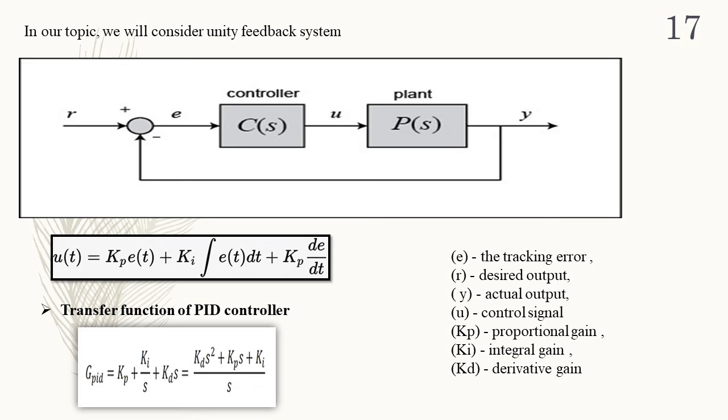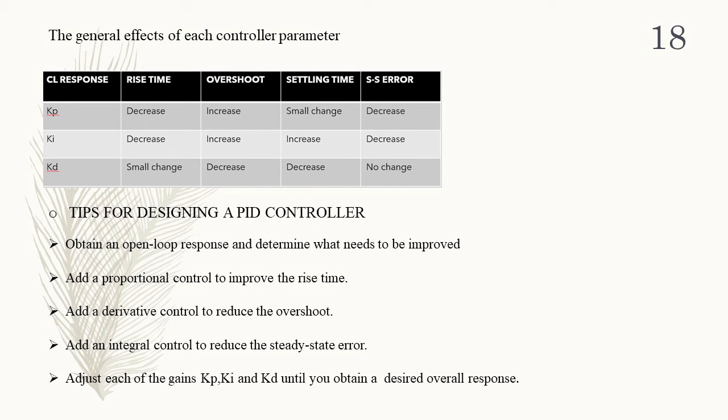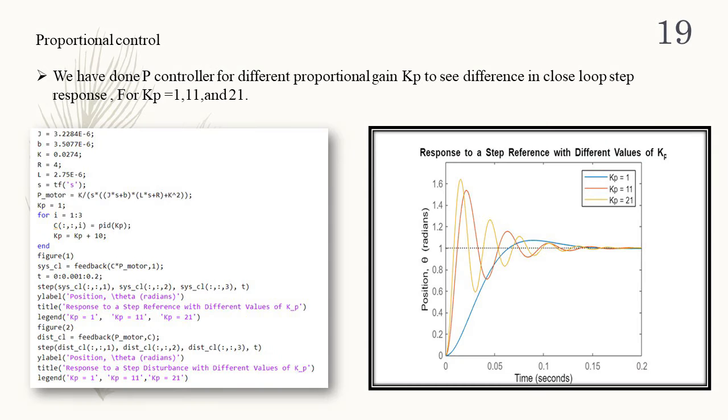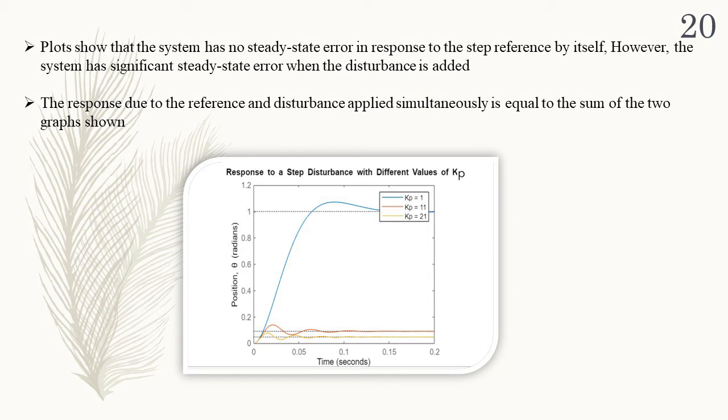The general effects of each control parameter are given in the next slide. Proportional controller is mainly used for reducing the steady state error of the system. We have done proportional controller for different proportional gain Kp to see the difference in closed loop step response. The MATLAB program for step response corresponding to different values of Kp is given below. From this plot, it's clear that there is no steady state error at the time of step reference, but it has a significant steady state error when a disturbance is added.